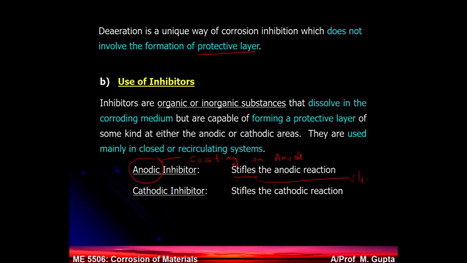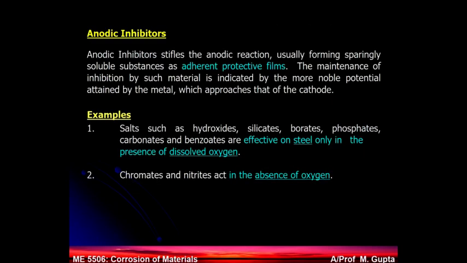Stifles means slow down. So once they make a coating, they will slow down the anodic reaction. Similarly, if these inhibitors make a coating on the cathode, then they minimize the cathodic reaction. Once the cathodic reaction is minimized or completely eliminated, again you will reduce the rate of corrosion. So let's have a look at anodic inhibitors. They make protective films on the anode. That is the basic mechanism.